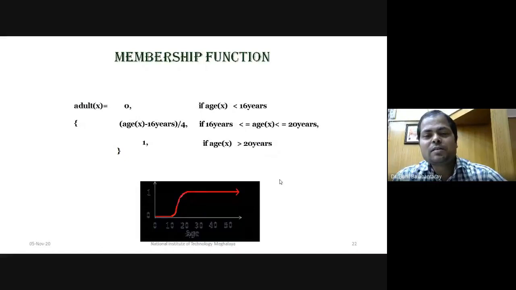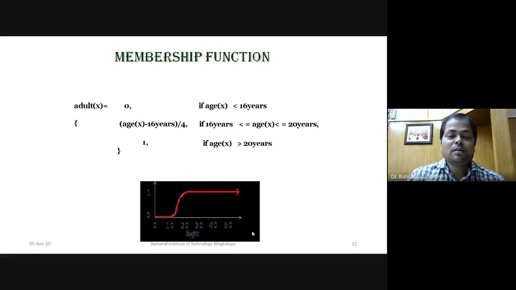In such cases, fuzziness comes into the picture. That's why you can see there are 3 values: 0, these values, and these values. 0 means the age is less than 16 years, and 1 means it is greater than 20 years. But in between, for 16 to 20, I need to calculate the membership. This is the formula, the function which calculates the degree of membership. Anybody can define it according to the application. It is not fixed for all such cases.